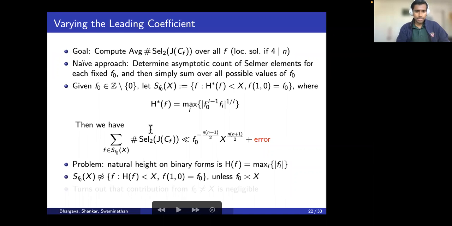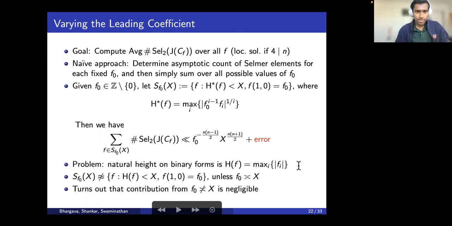Now that poses a problem because if you look at this set S_{f_0}(X) using this funny height function, that's very different from the set of binary forms F whose height H of F is less than X with leading coefficient f_0. These two sets are generally not the same, unless f_0 is roughly the size of X. If f_0 is roughly the size of X, then H star and H are pretty close to each other, and so these two sets will agree there. And it turns out that when you're varying over leading coefficients, you don't need to consider the case where f_0 is not the size of X. When f_0 is smaller than X, that gives a negligible contribution. So most of the time, we can just replace this complicated height function with this very simple height function.